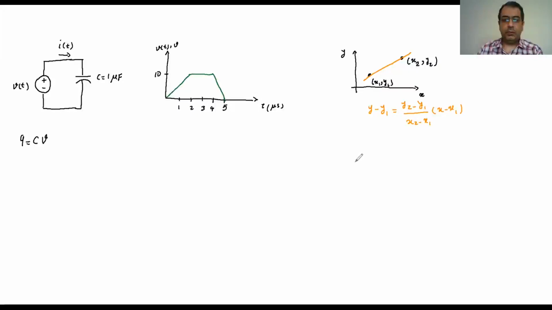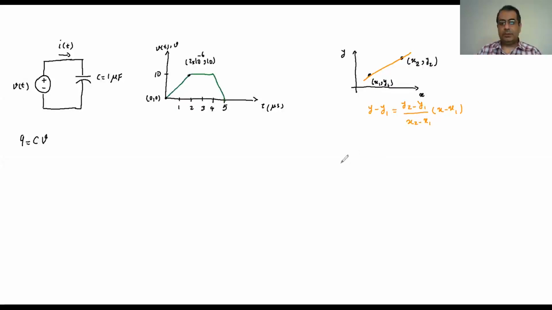For the voltage at the beginning, we start from this point, which is going to be 0, 0, and then it goes to 2 times 10 to the negative 6 and 10. That 10 to the negative 6 comes from the microsecond, because everything is in microseconds here. And then the y value.